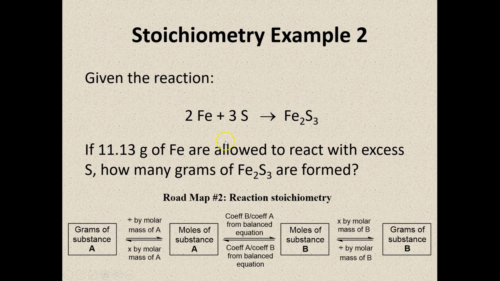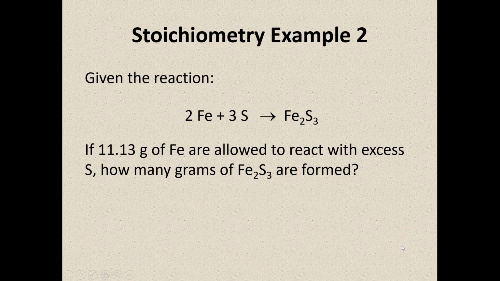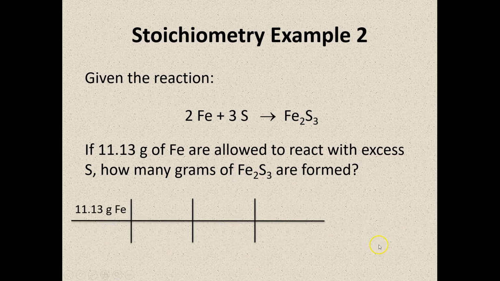So now when we look at the roadmap again, we're going to define iron as substance A. We're being given grams of substance A. We're going to define iron 3 sulfide as substance B. We're being asked for grams of substance B. So in this case, we're doing the whole grams of A to grams of B conversion. So that's 3 conversions: converting grams to moles, then moles to moles, then moles to grams. Again, we'll just stress it over and over again: it's not a stoichiometry problem unless it has a moles to moles conversion in it.